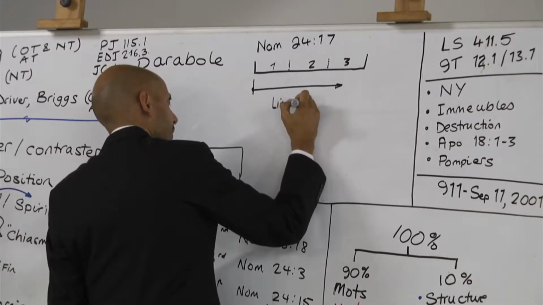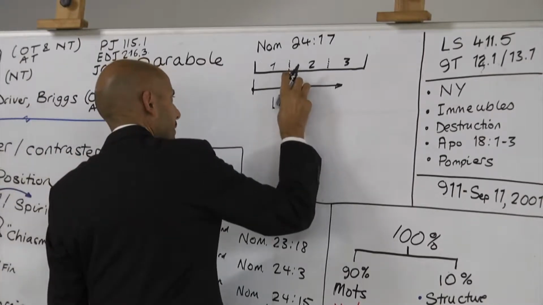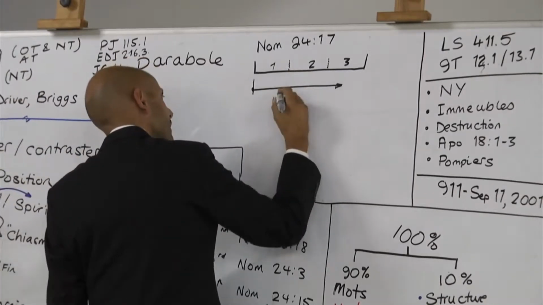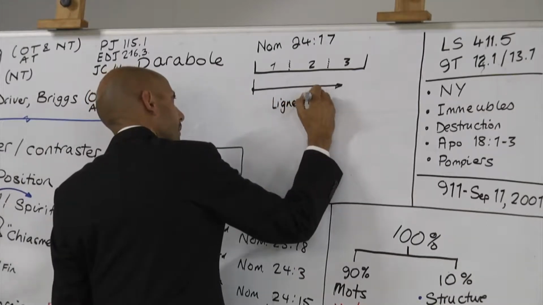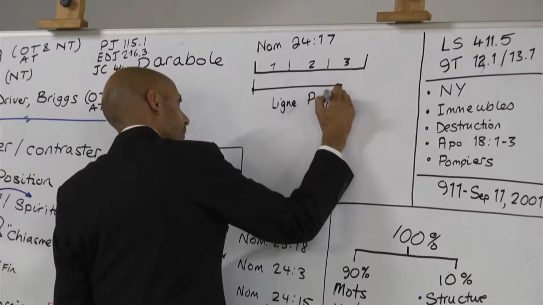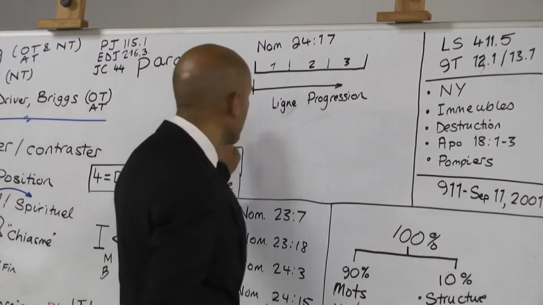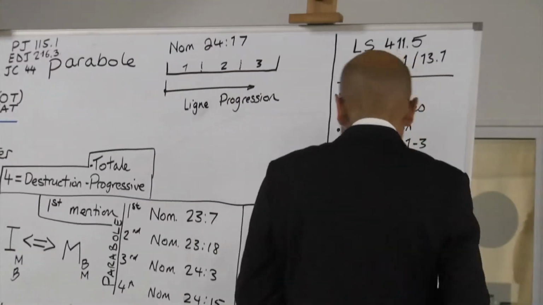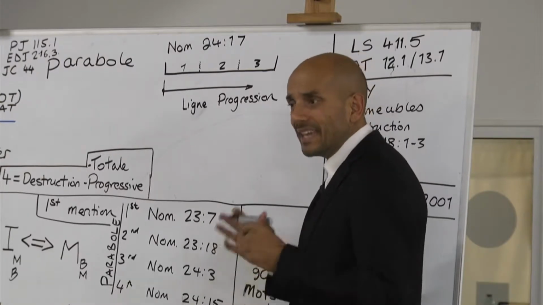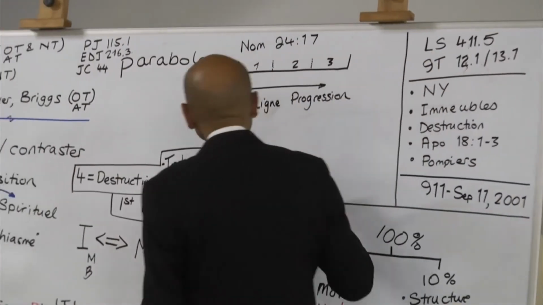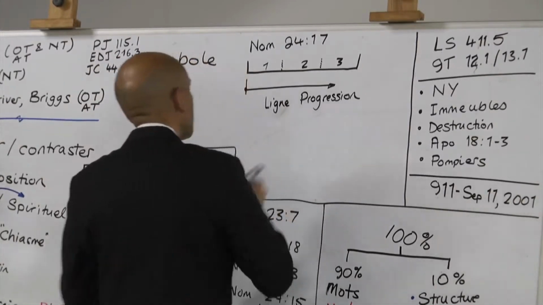Progression is the same. So we see the verse is a line of progression in 3 steps, and each step is a repeat and enlarge.